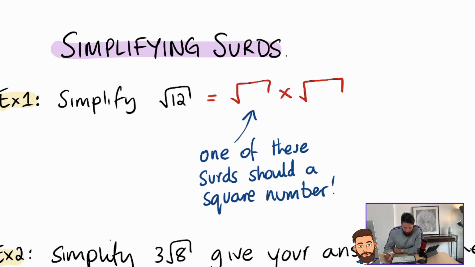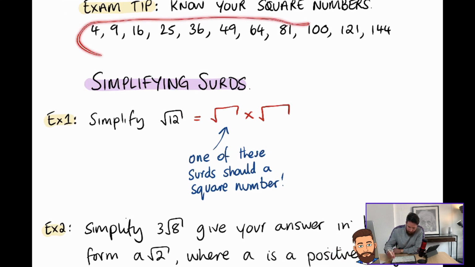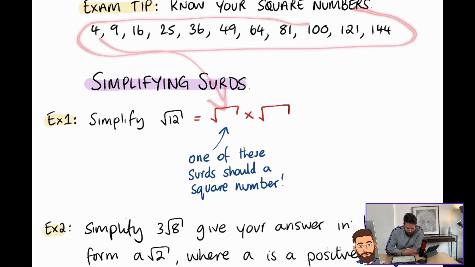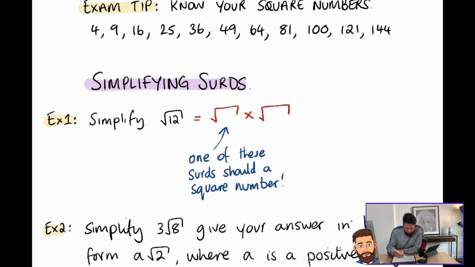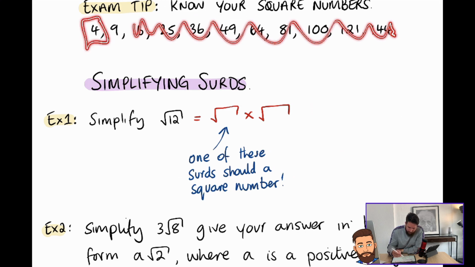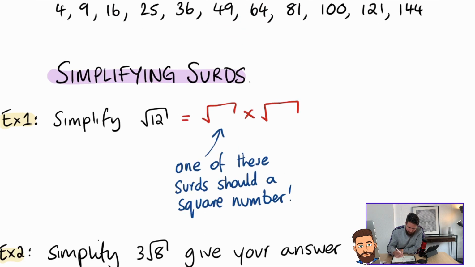So, if one of these should be a square number, now the job's a lot easier. I'm looking at 12 and I'm thinking, right, what square number do I know that goes into 12? Well, if I'm looking at the list here, clearly none of these will go into 12 because they're bigger than 12. However, 4 definitely goes into 12. So I can fill 4 in here, and you'll see why one needs to be a square number in a minute. If I fill in 4 times what makes 12? 3. So I can fill 3 in here.